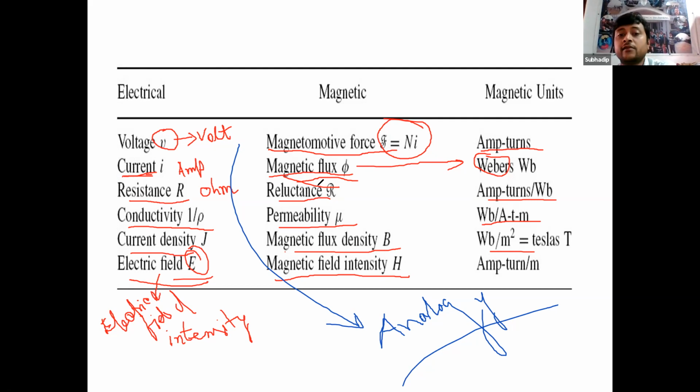Current is analogous to magnetic flux phi. Resistance R is analogous to reluctance, Roman R. Conductivity 1 by rho is analogous to magnetic permeability mu. Electrical current density J is analogous to magnetic flux density B. Electric field intensity capital E is analogous to magnetic field intensity H. Okay, this is nothing but the analogy.